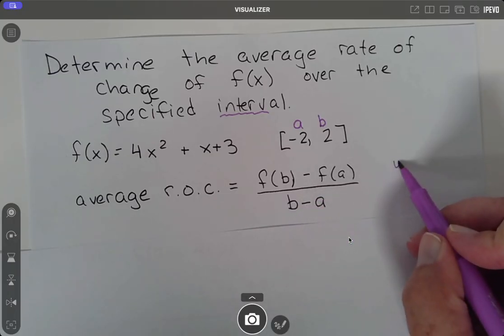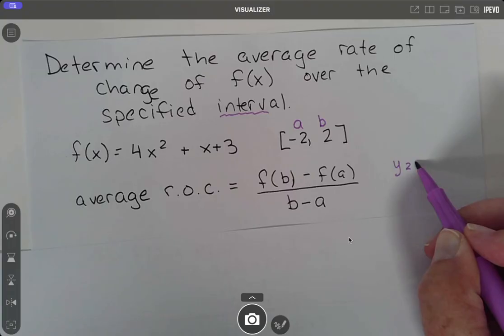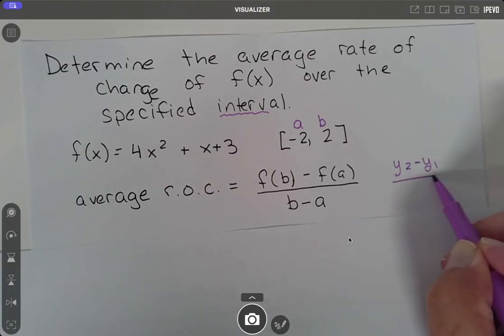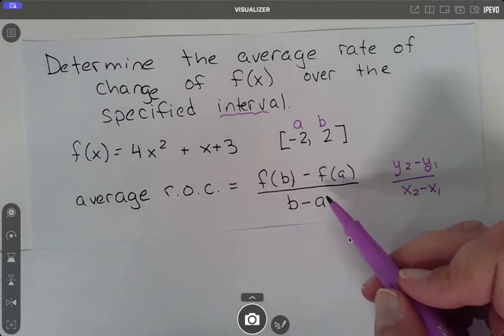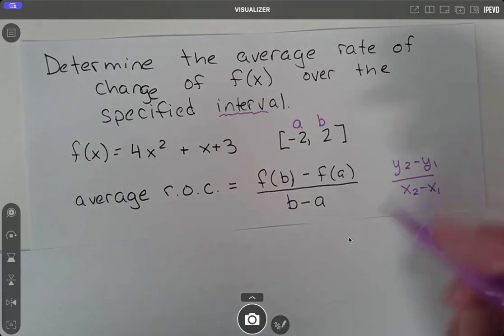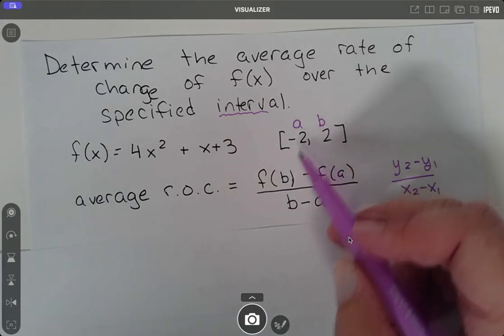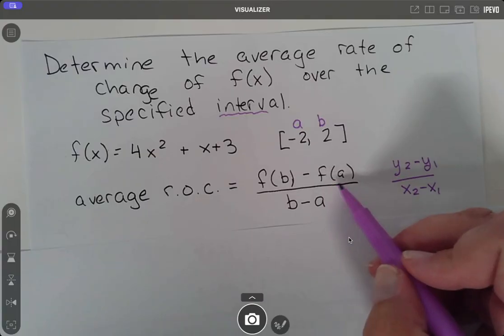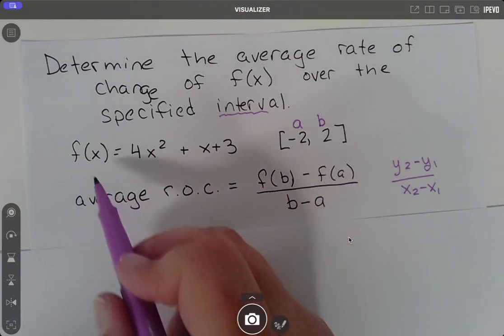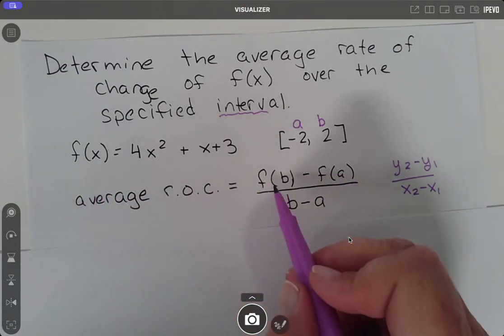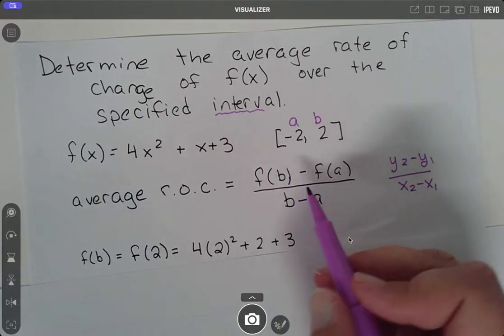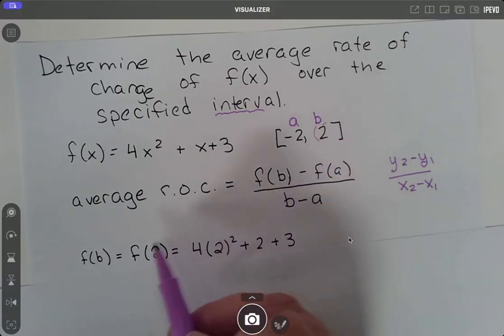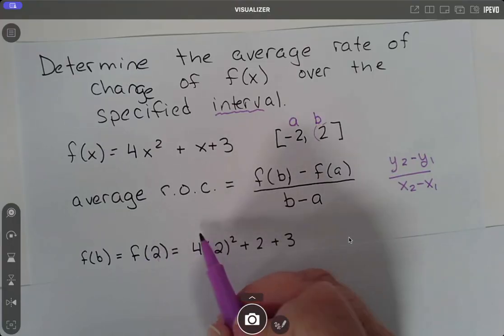By the way, we pointed out that this is very similar to y2 minus y1 over x2 minus x1. These two formulas work the same way. This one uses a's and b's. So we have b and a, but right now we don't have f of b or f of a. But since we have f of x, if we want f of b, we can simply put the b value, the 2, into the equation.